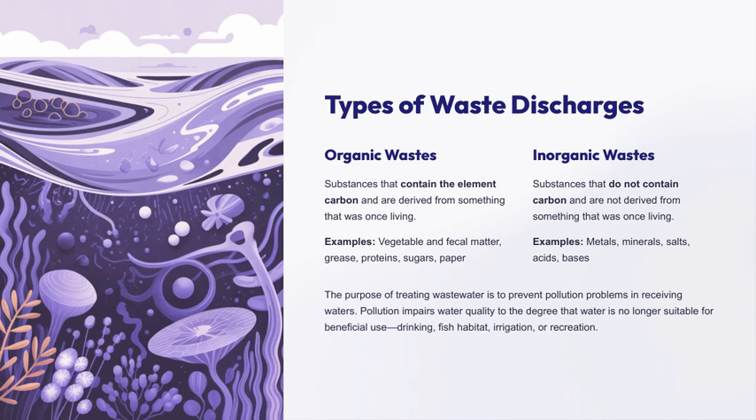Now, why is this distinction important? Well, the main goal of treating wastewater is to prevent pollution in the receiving waters. Pollution can severely impair water quality, making it unsuitable for many beneficial uses, whether that's drinking, supporting fish habitats, irrigation, or recreation. So, understanding these waste types helps us design better treatment processes, ultimately protecting our water resources and ensuring they remain safe and beneficial for everyone.